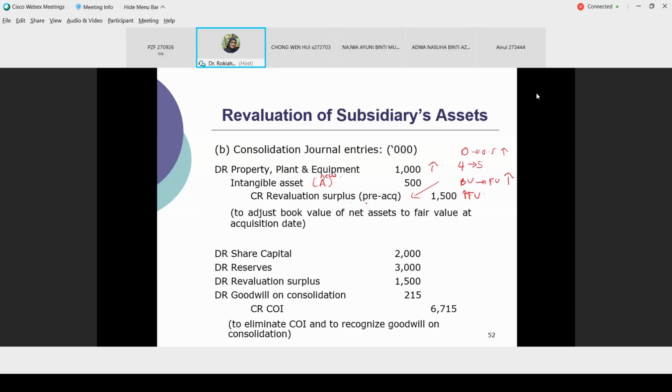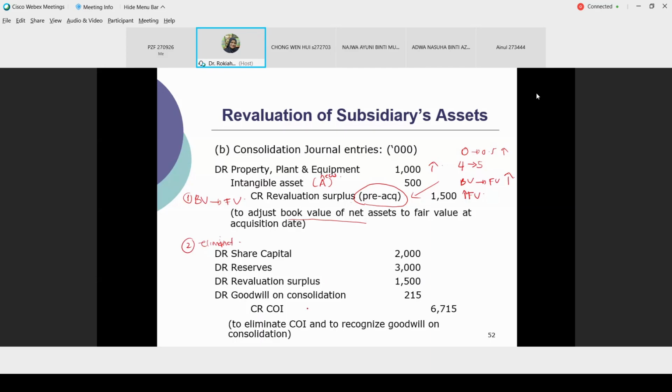For the revaluation surplus, we put the word pre-acquisition, because at the date of the acquisition there is an increase in the value. This adjusts the book value of the net assets to fair value at the acquisition date. The first entry is to recognize the changes in value from book value to fair value. The second is to prepare the eliminations.